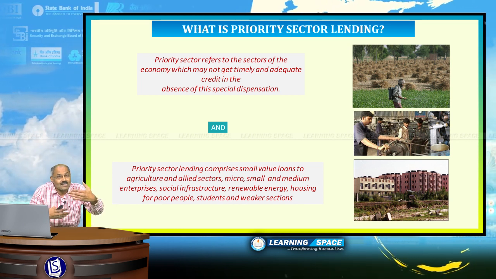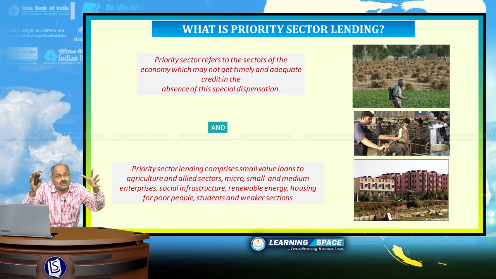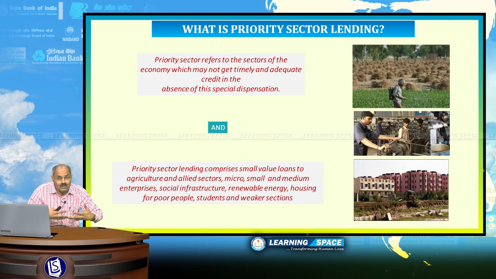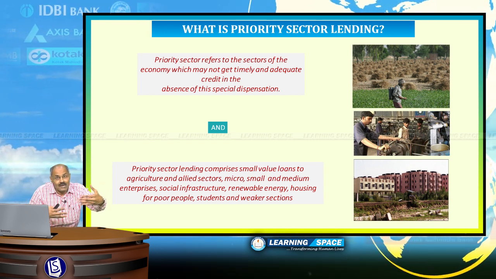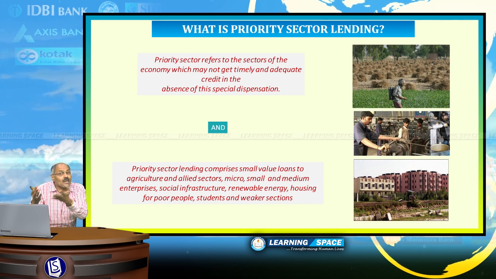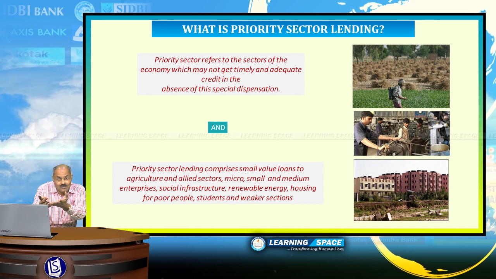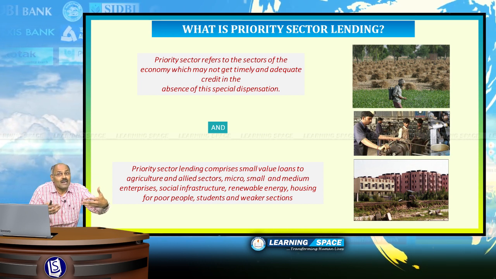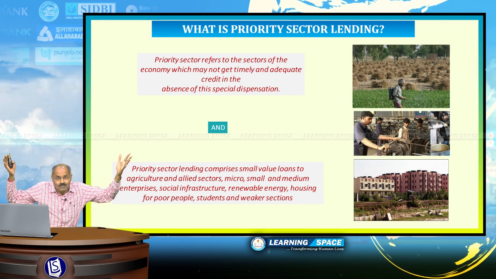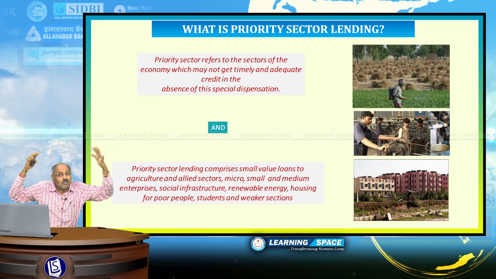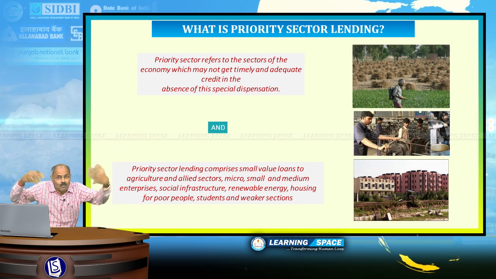Then export credit. Exports are to be pushed so that our economy will be stable. That's why export credit is also included in priority sector lending. Then social infrastructure. In rural areas, if somebody is building schools, hospitals, they should be supported. Then renewable energy. If somebody is establishing solar panels, that is renewable energy, they should be supported.